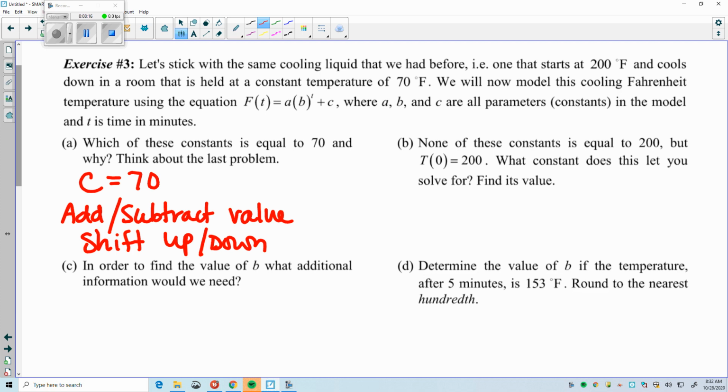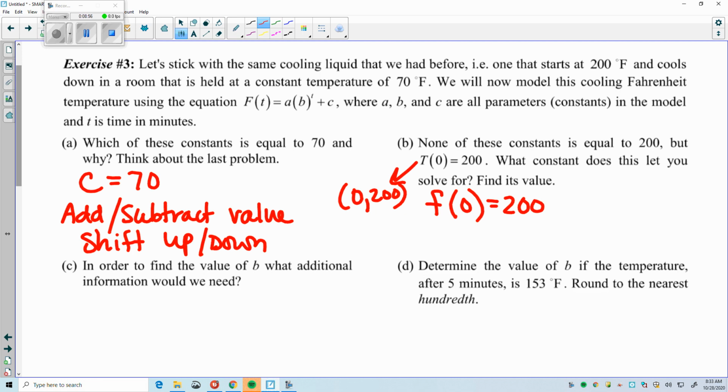Okay, none of these constraints is equal to 200, but it says T of 0 equals 200. So now if I think about this, let's just think of it as a coordinate. So that looks like when x is 0, y is 200. Okay. What constraint does this let you solve for? Okay, so well, let's actually try it. Let's go into this function, and I'm going to plug in 0 for my t value, and I know that's what the y value is. So when I plug in 0, I know my y value is going to be 200.